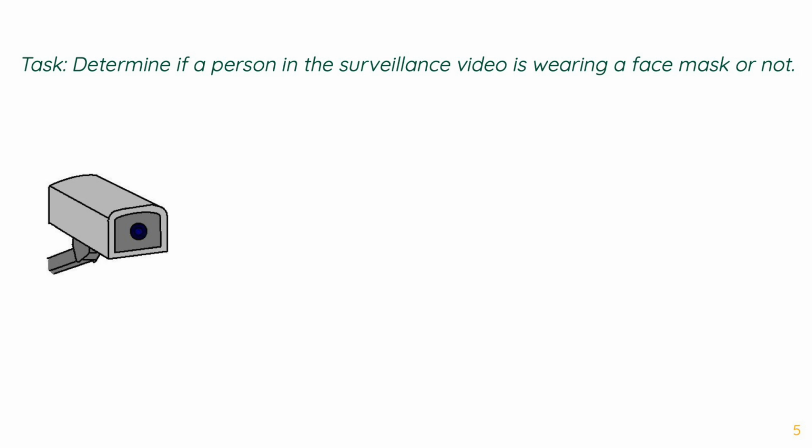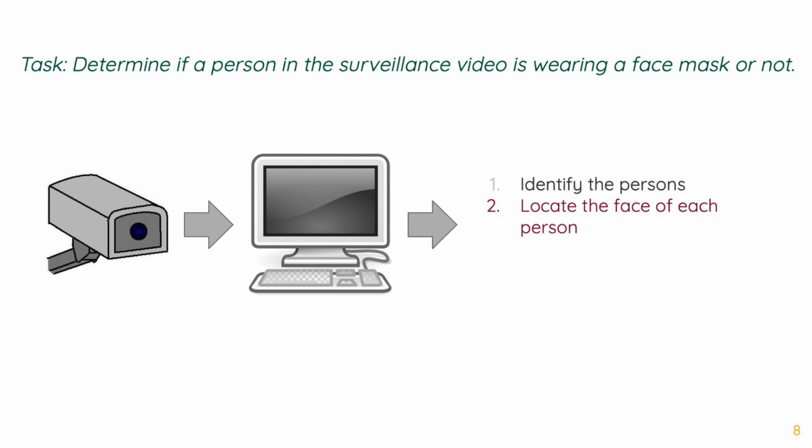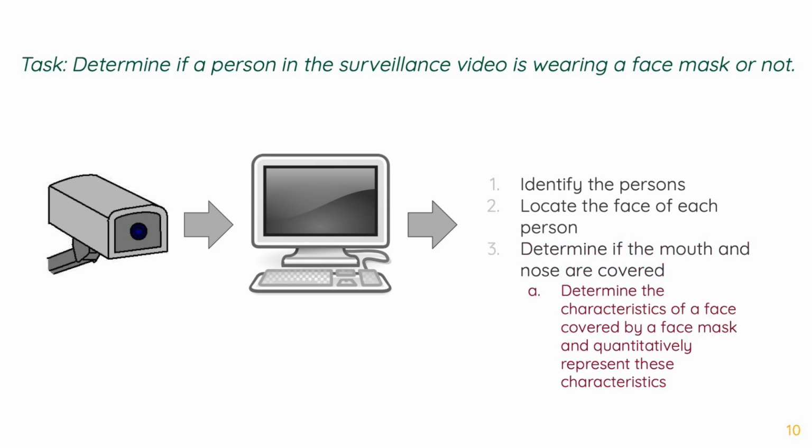Computational thinking requires breaking down the main problem into smaller, more manageable components for systematic resolution. A solution may be to locate the persons in the video first, find the face of each person, then finally determine if the mouth and nose are covered by a face mask or not. In determining if the person's face is covered by a face mask, precise characteristics of a mask versus unmasked face must be identified and quantified. Each step must be detailed and structured to facilitate conversion into a computer program.